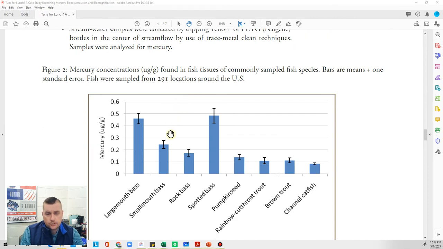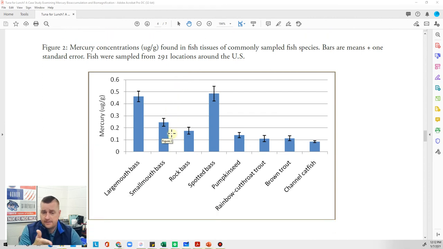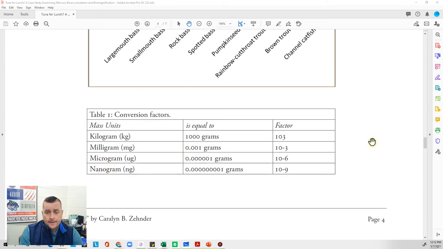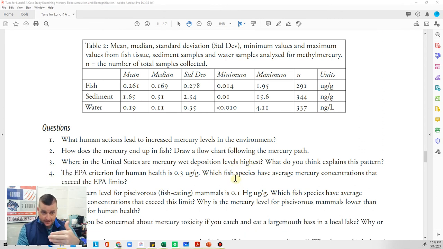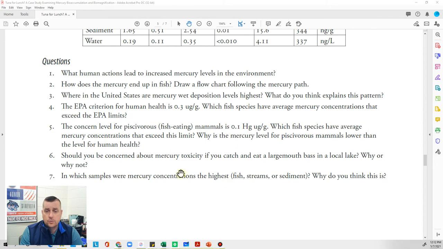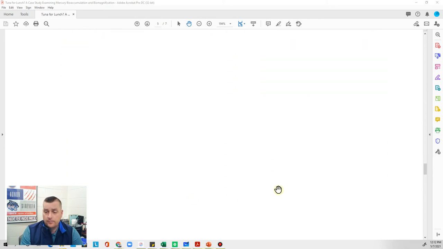So here's the graph that I showed you with regard to the mercury concentration levels that they found in the multiple different types of fish that they studied. And then you get down here and you have this overall table where you're looking at the mean and median and standard deviations of the different things that they tested, okay? So we actually see minimum, maximum values from fish tissue, sediment samples, water samples that were analyzed for methylmercury, okay? So I want you to take a look at all that data. And then I want you to go ahead and answer questions 1 through 7 here on the bottom of page 5.